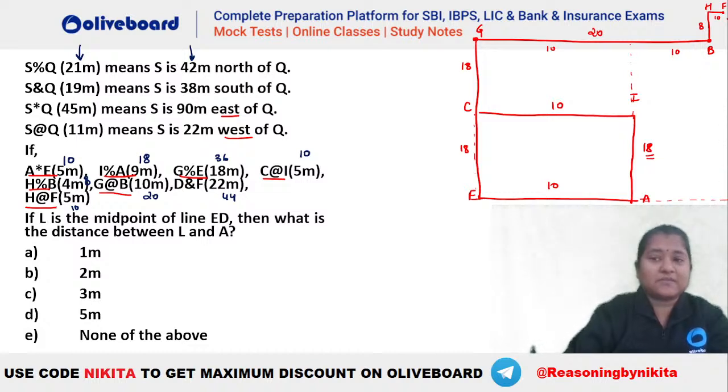So this will be something like this. Let's say we draw a line here. So you will have this point D like this. Okay, this will be your D here. So we have got your D and this is your 44 meters completely.